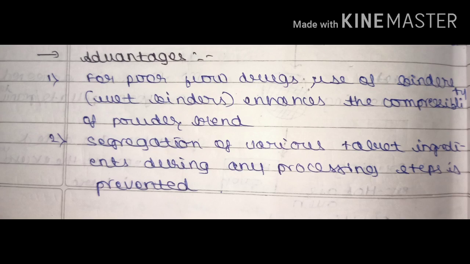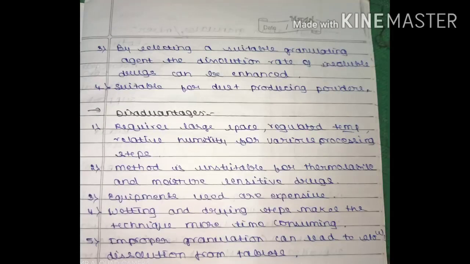powders. In dry granulation, dust is produced. In wet granulation, because of the moisture content, the dust forming materials can be easily compressed. Dust producing powders can be easily compressed by using wet granulation without forming dust.